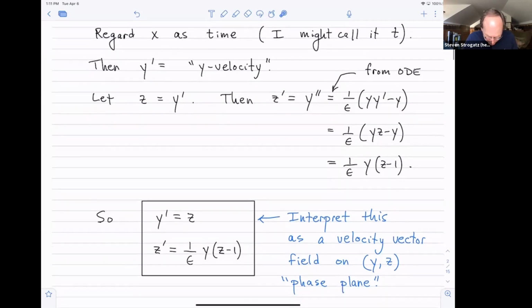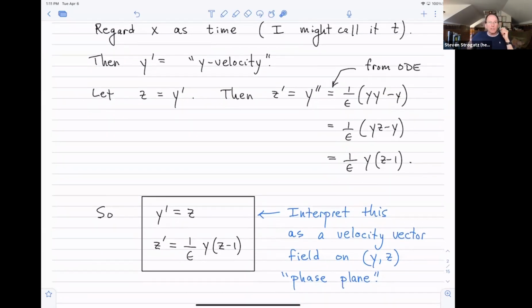But what's cool about this way of writing it is that it has a very geometric interpretation. If you think of y and z as points in a plane, sorry, y comma z as a point in the yz plane, then what this is telling you is that there's a vector field on that plane. At each point yz, you have a y prime z prime that tells you which direction to move instantaneously from that point. So I'll interpret the differential equation from now on, for much of the time, as a velocity vector field on this yz plane that in this context, we would call the phase plane.